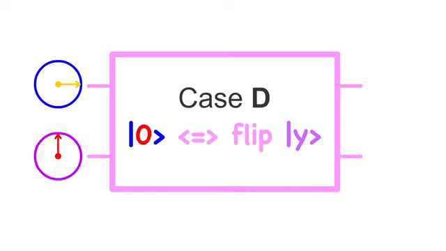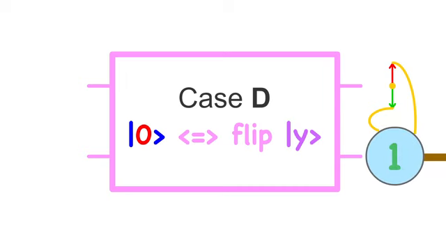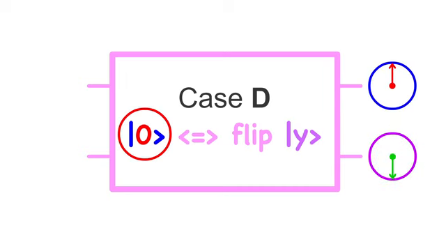In case D, qubit y flips only if qubit x is a 0. Again, qubit x is kind of both 1 and 0 at the same time. In this case, the qubits come out entangled again, but they will always collapse to opposing values. If qubit y flips, it was only because qubit x was a 0.